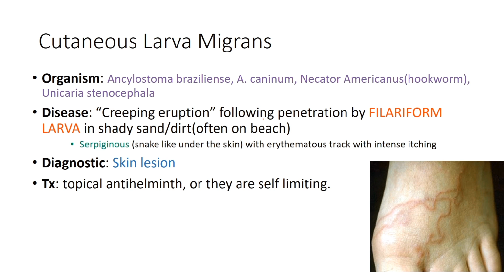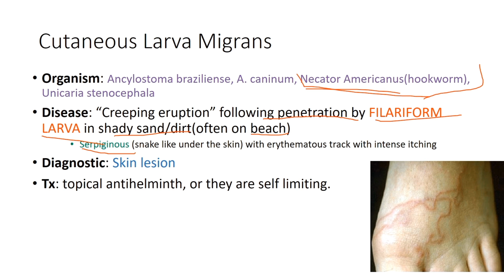And this is after penetration of, and this is the most important part, this is what they're going to test you on, the filariform larva. So this is a little guy that actually infects this. Usually you find it in shady sand or dirt area on the beach or in the dirt or the grass or something like that, especially on the grass for hookworms like Necator americanus. And usually we find this guy in the southeast United States. It's very common to find that there.